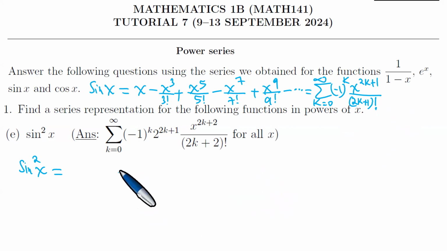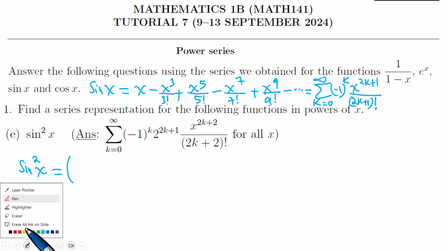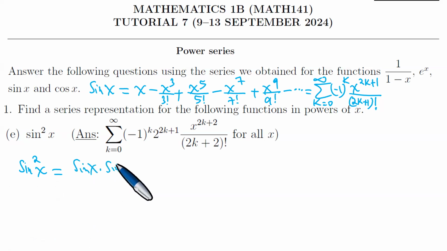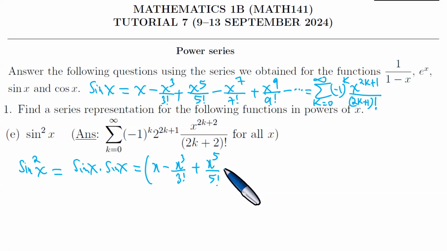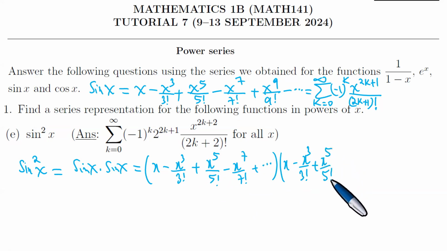So now in the end, we use this formula. To do this correctly, you must write out the series. The sine squared is exactly sine x times sine x. What is sine x? It's x minus x cubed over 3 factorial plus x to the 5th power over 5 factorial minus x to the 7th power over 7 factorial, and so on.